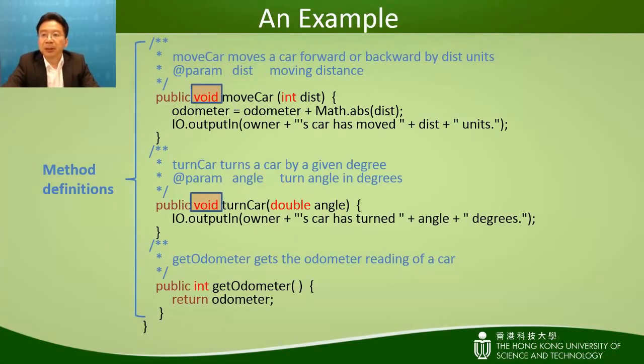Both methods print out a message on the console on the actions that they are supposed to perform. In the move car method, it also changes the value of one of the instance variables, odometer. The third method, getOdometer, returns the value of odometer, which is of int type. A method like this, which returns the value of a private field, is often called an accessor or getter method. We will take a look at another example to further illustrate these ideas.